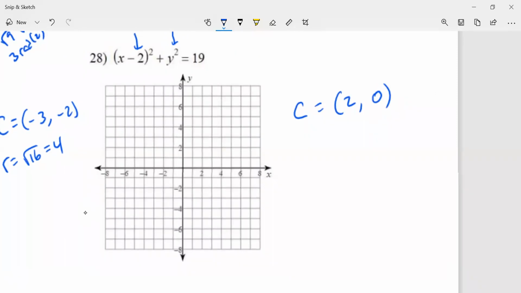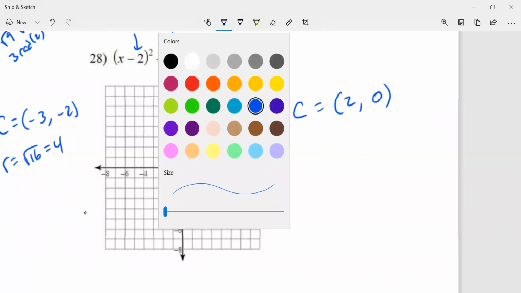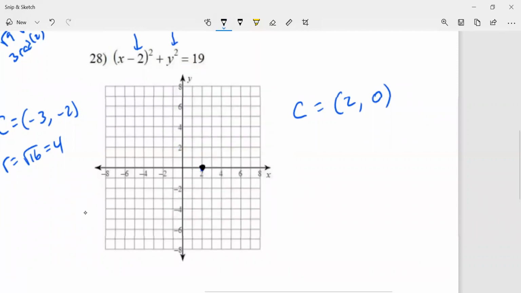That's easy to graph, right? That goes right there. That's my center. As a matter of fact, let me do it in black again. It's easy to graph my center. Now my radius is the square root of 19. Now this is not a perfect square.